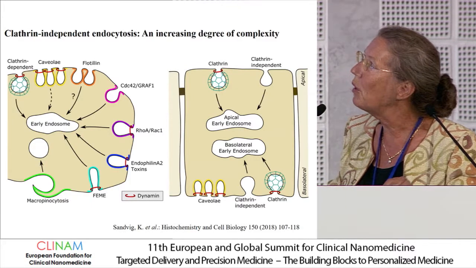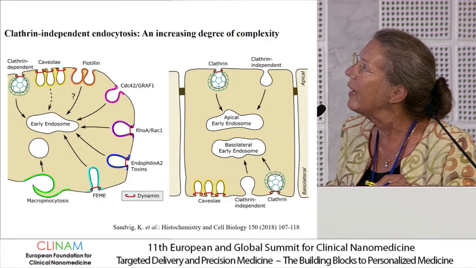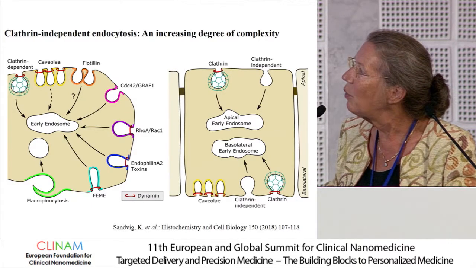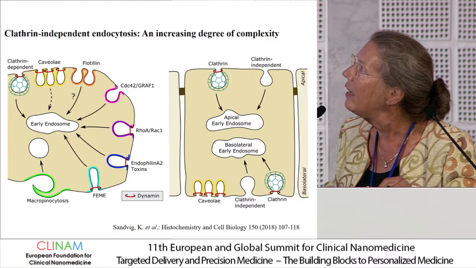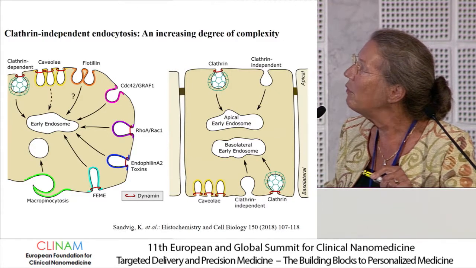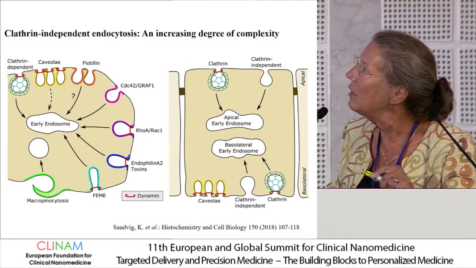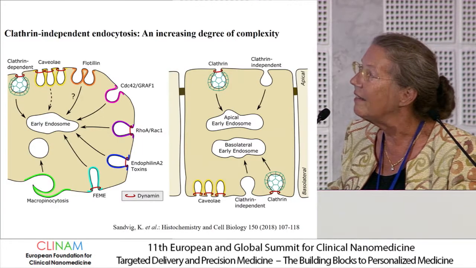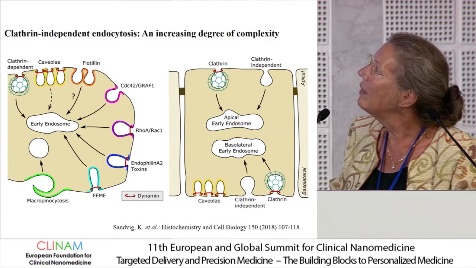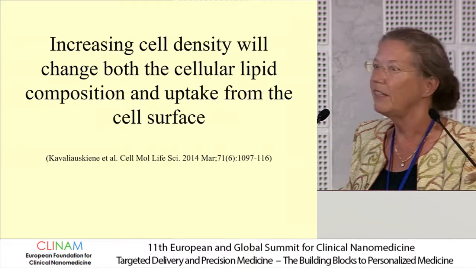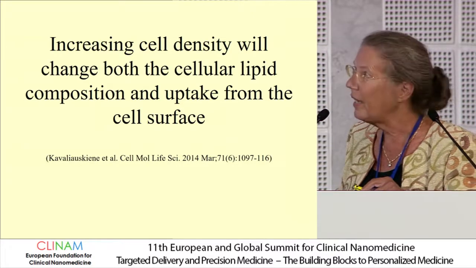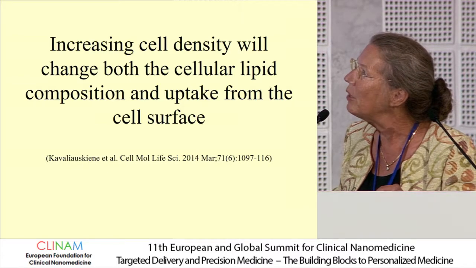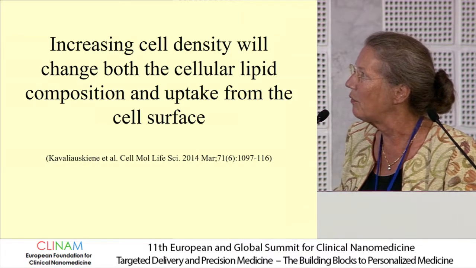And of course, if you go to a polarized cell, it becomes even more complicated. Then, for instance, in the cells which have been studied so far, all caveoli are on the basolateral side, and the clathrin-independent form can be regulated differentially on the two sides. Factors which regulate uptake here may not regulate anything down here. And not only is polarity important for uptake in cells, but increasing cell density will change both the cellular lipid composition and uptake from the cell surface.